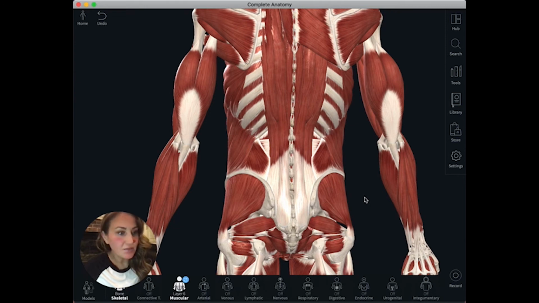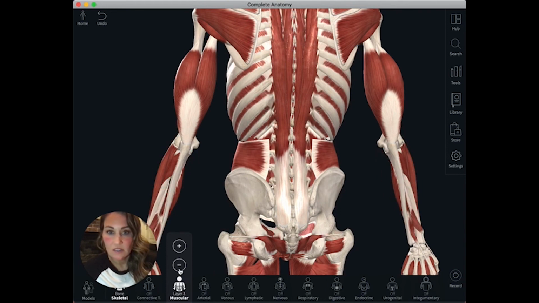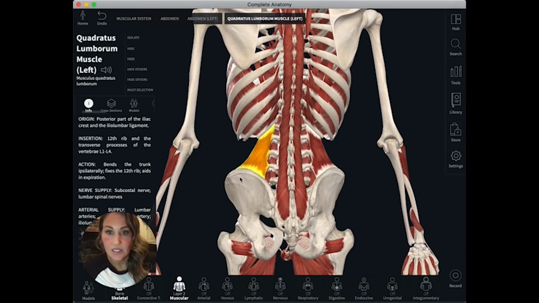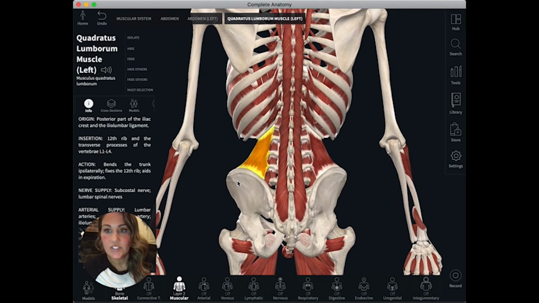So the last muscle in this group is the Quadratus Lumborum, and it's a very deep muscle. So again, I'm going to remove some layers. That was a lot of layers. So the Quadratus Lumborum basically runs from the ilium up to the ribs and the lumbar vertebrae. So it is extremely deep.